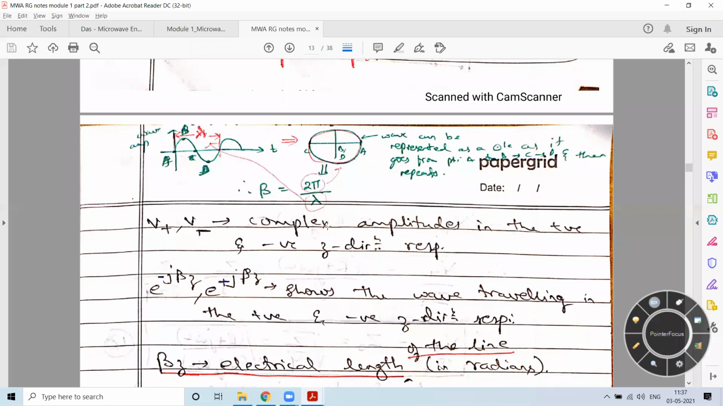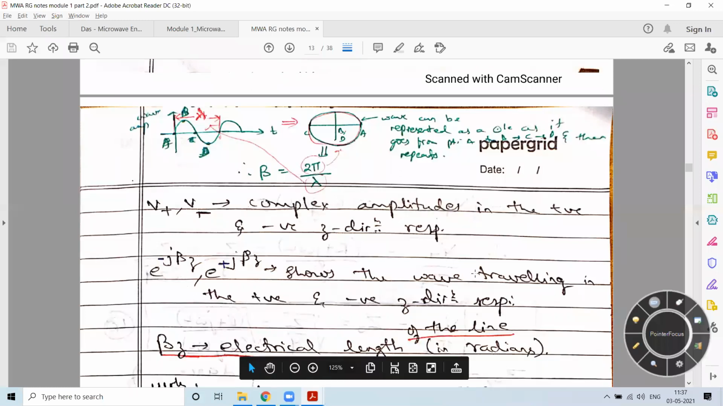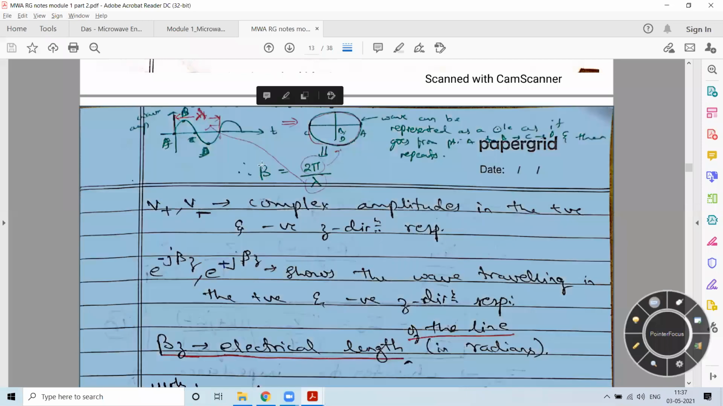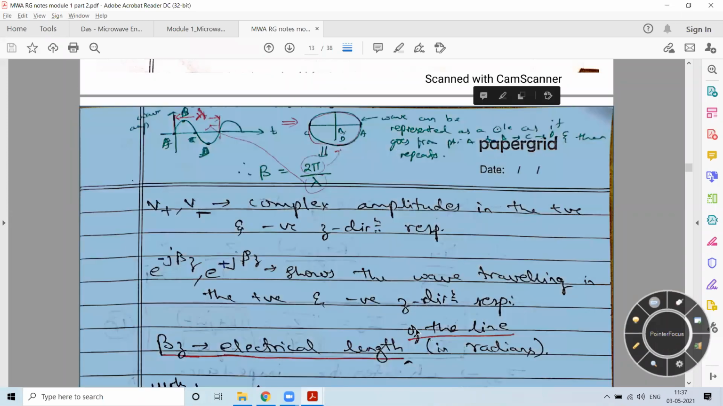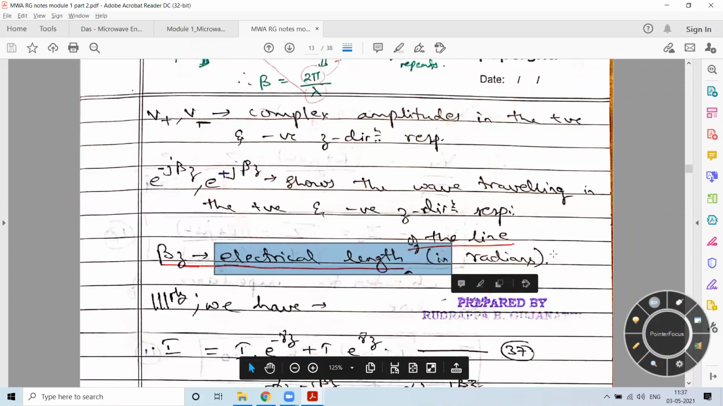So that's why the equation turns out to be 2 pi divided by lambda. So this is with respect to beta. When I multiply this with z, lambda is in meters and z is in meters, so I'll be getting the value in radians. Beta into z will give me only radians. We specify this as the electrical length of the transmission line, and its unit is radians.